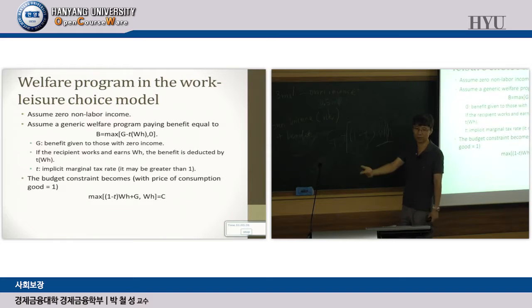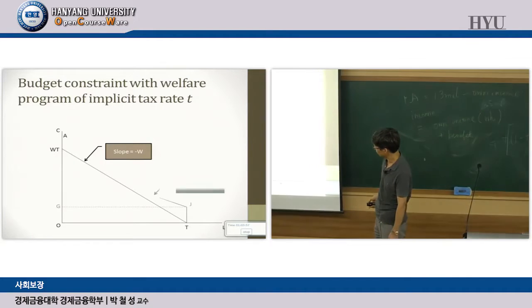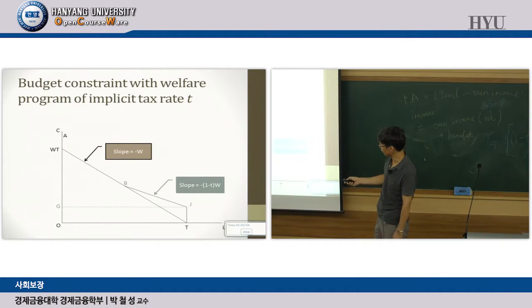After-tax wage rate is the wage rate you care about, because you have to pay the tax. So this is your real wage rate. W is the $10, but it's not the wage rate you actually get. It's (1 minus T) times W. So in that sense, your budget line changes to the slope of (1 minus T) times W, not W.